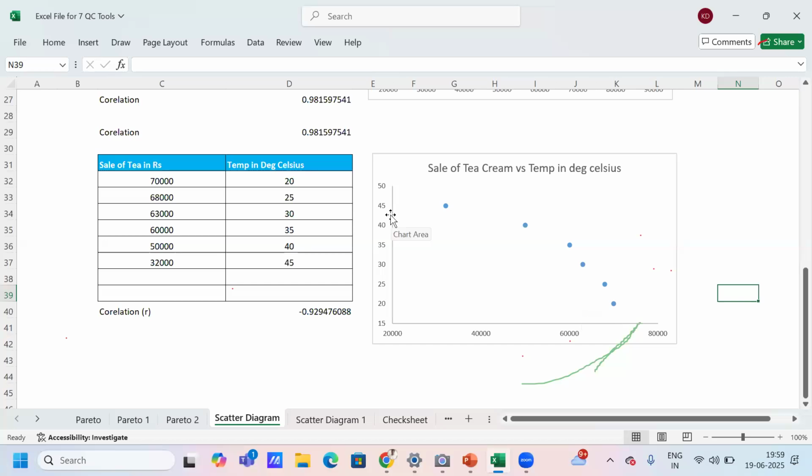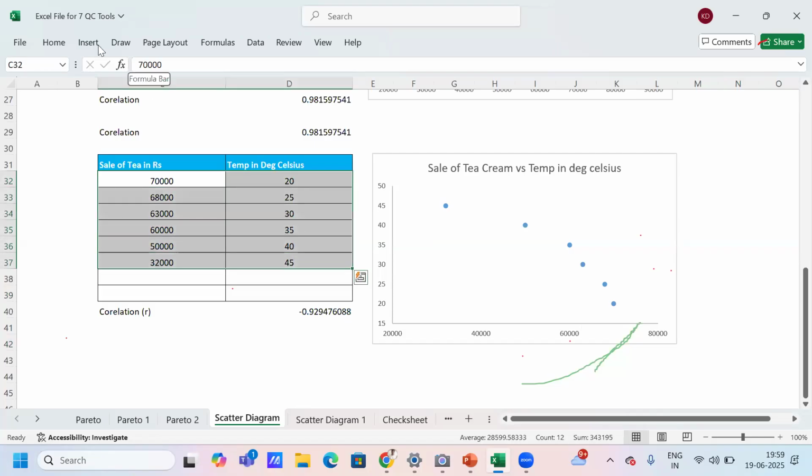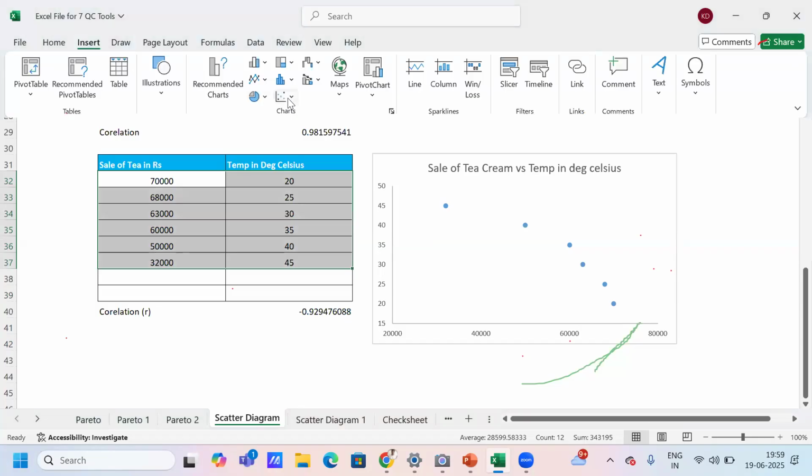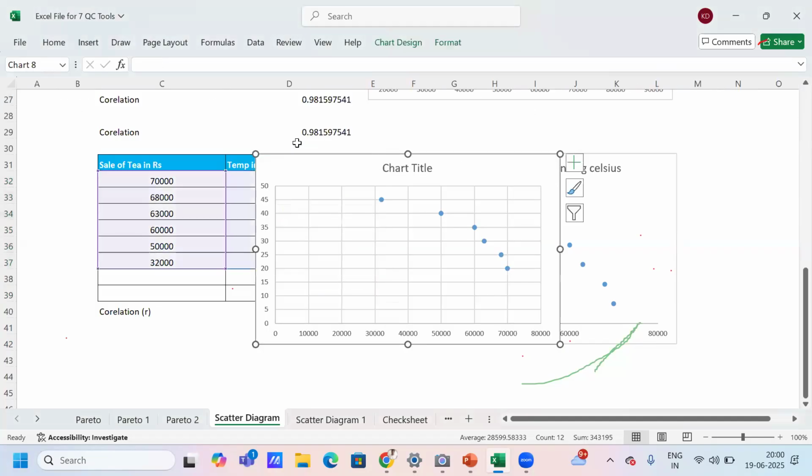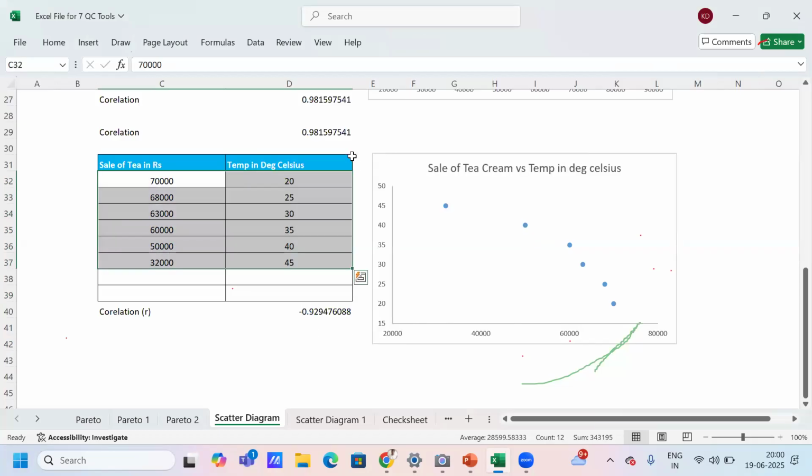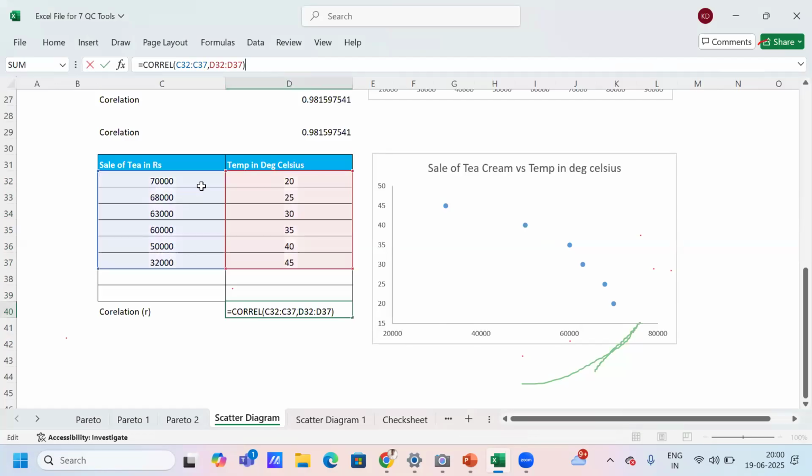So is it clear how to plot a scatter diagram? It is very simple. Just select the data. Insert. These are the scatter plots, and then you can adjust the axis and then you can find the correlation by using the formula. Correlation is equal to this array, this data, comma, this data, and I enter. This is the correlation. So correlation here is minus 0.9 and here it is plus 0.98.